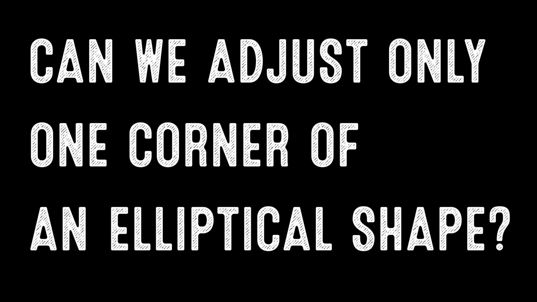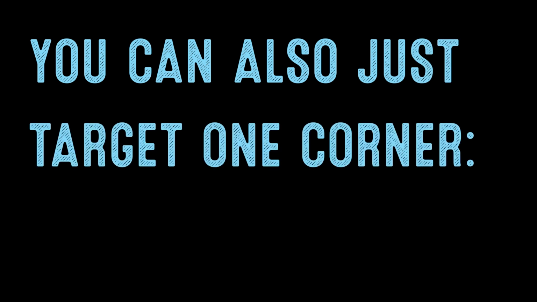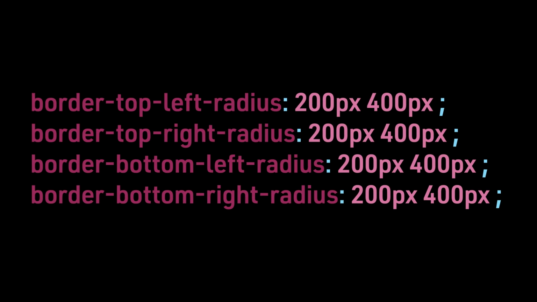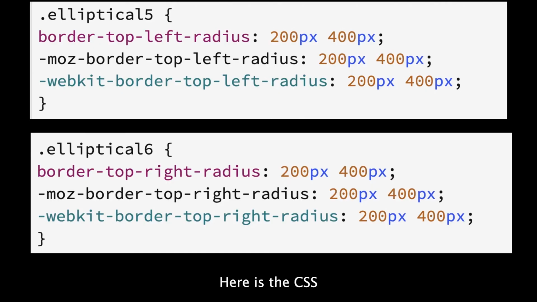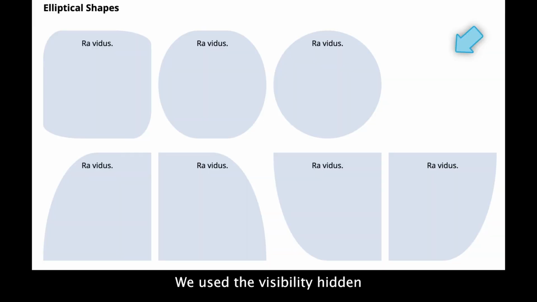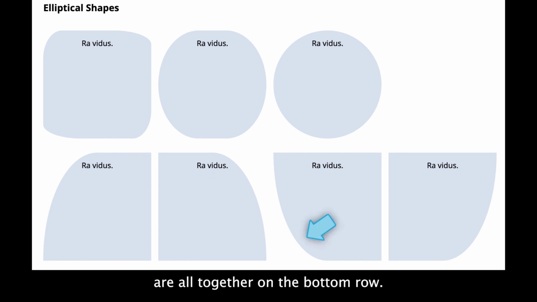Can we adjust only one corner of an elliptical shape? You can also just target one corner. Here is the CSS targeting our shapes. We used the visibility hidden to hide the 4th shape and leave a space so that the examples of one corner being targeted are all together on the bottom row.